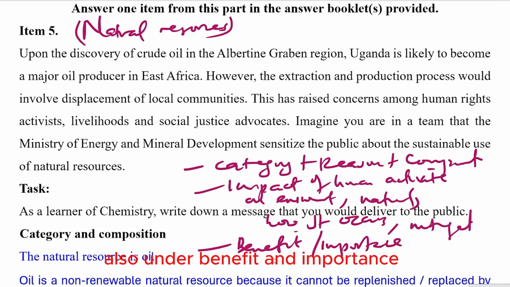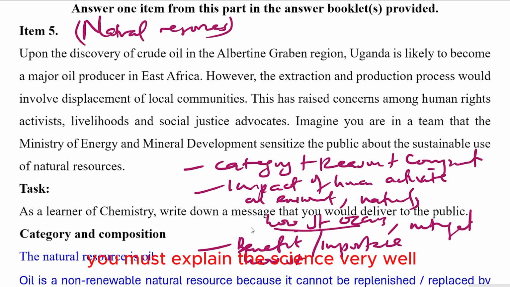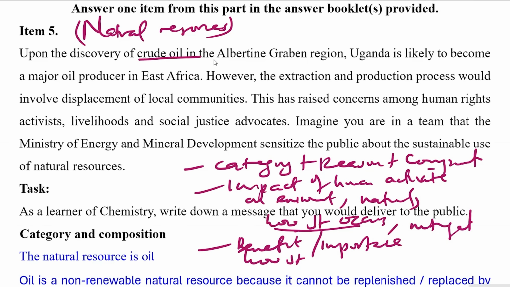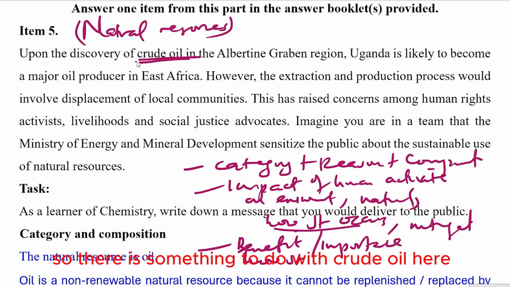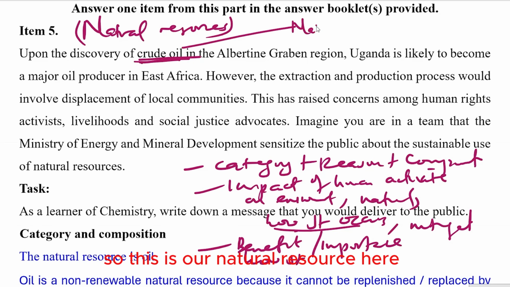Also under benefit and importance, we must state how it occurs. Bring out the science. Anything to do with how it occurs, you must explain the science very well behind what you are talking about. Upon discovery of crude oil, so there is something to do with crude oil here as a natural resource. So this is our natural resource here. But read the whole item to avoid missing out on some keywords which can appear in the response.